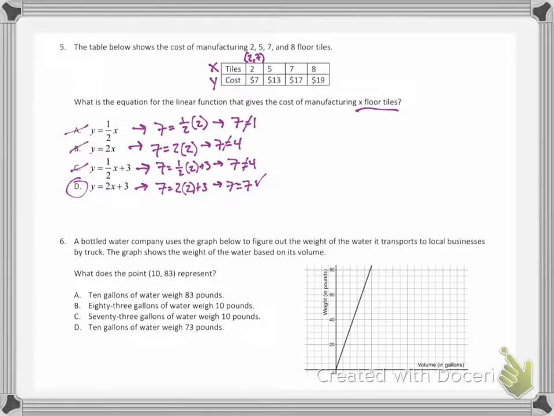So the question is asking, what does the point (10, 83) represent? So (10, 83) is literally right at the top of the graph. So it's not really asking you to do any math with it, it's just asking you to interpret its meaning.